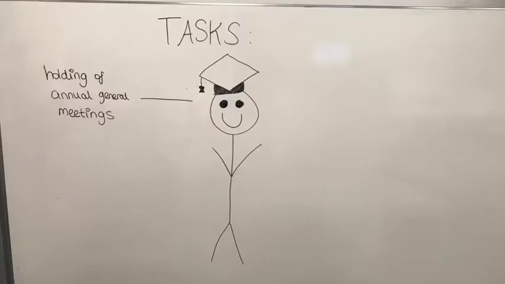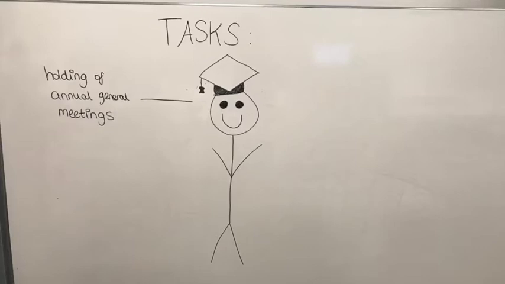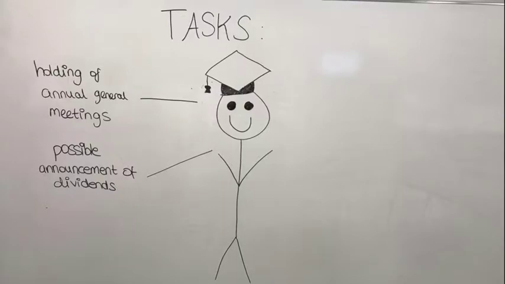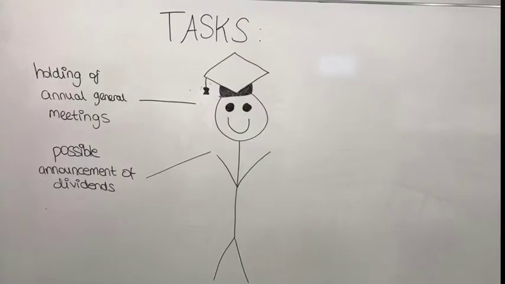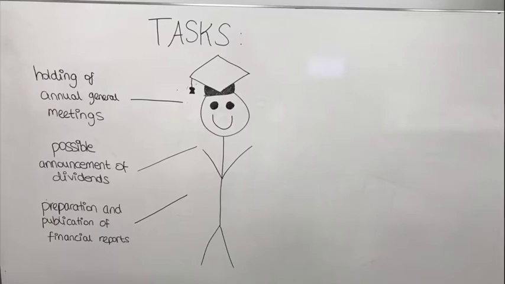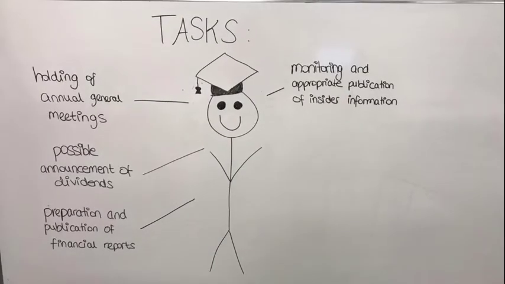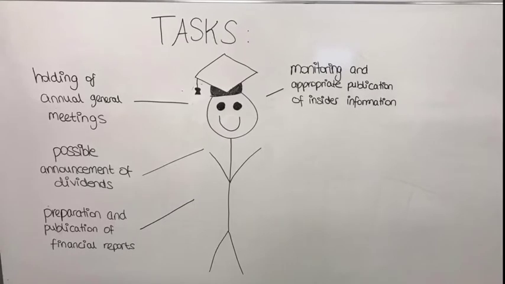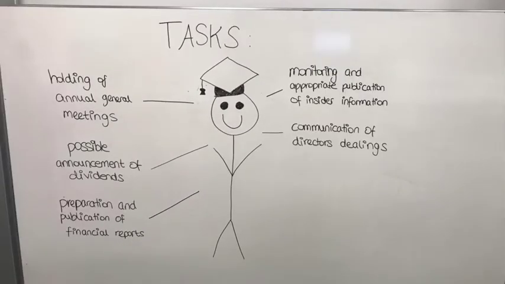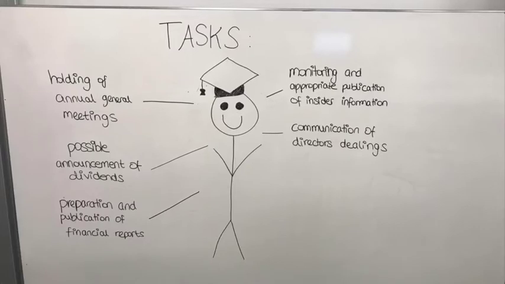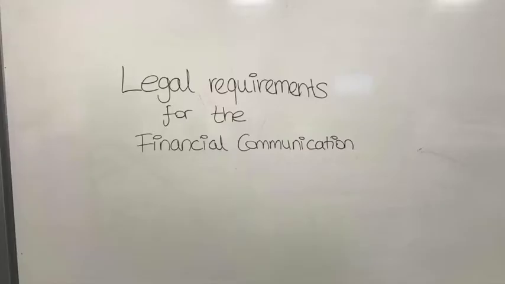Tasks. The tasks of the Investor Relations Manager include, above all, compliance with post-admission obligations. This includes the holding of the annual general meeting as well as a possible announcement of dividends, the preparation and publication of financial reports, then monitoring and appropriate publication of insider information, communication of directors' dealings, and the preparation of the annual document in accordance with the Securities Prospectus Act.